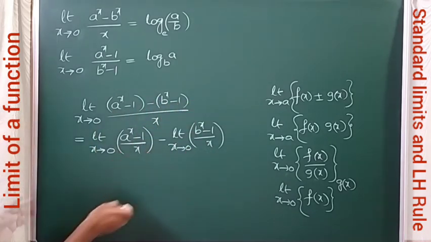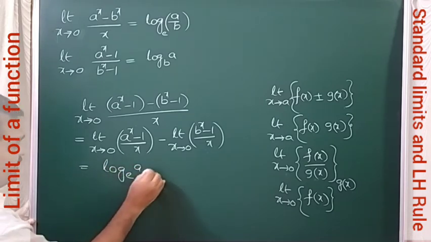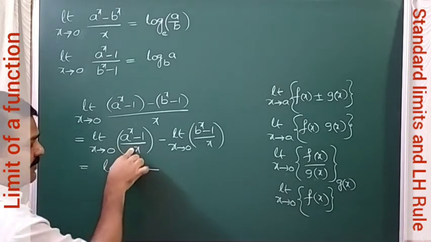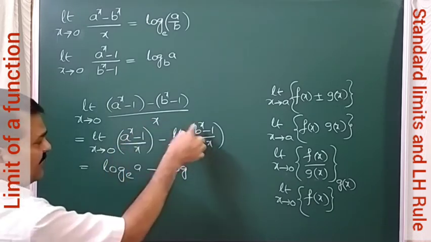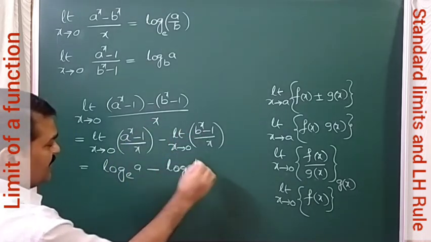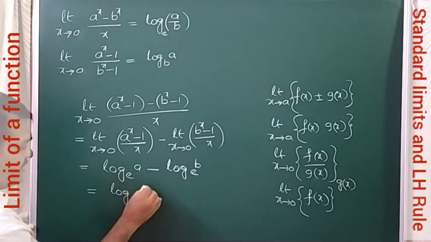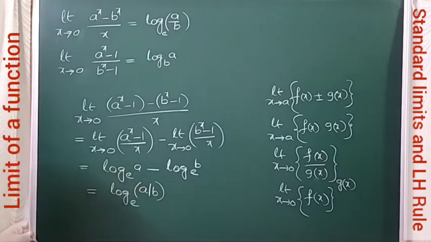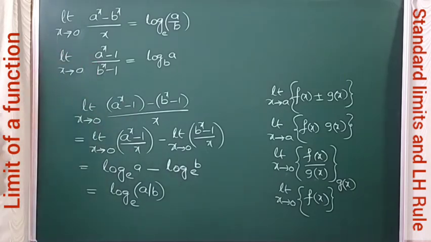Now this is a standard limit, log A to the base e. So the same application we have here, just in place of A we have B. Log A minus log B to the same base, which is nothing but log A by B to the base e. The same standard result we can use here also.